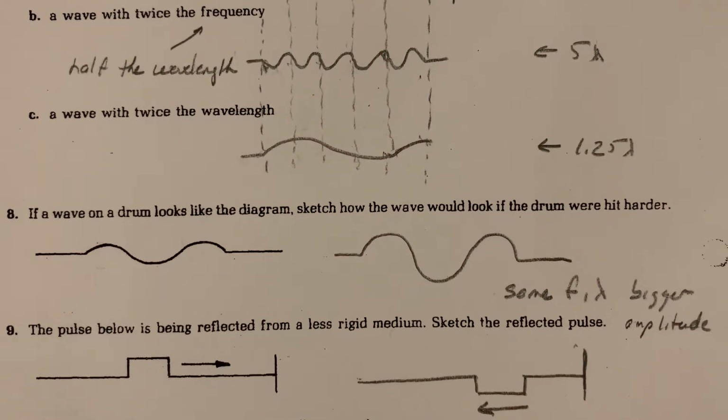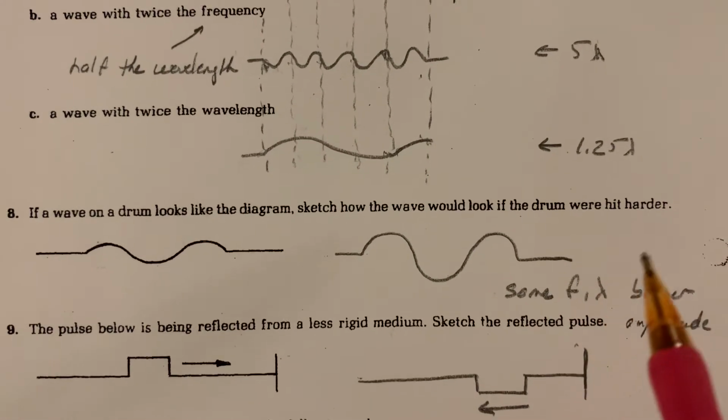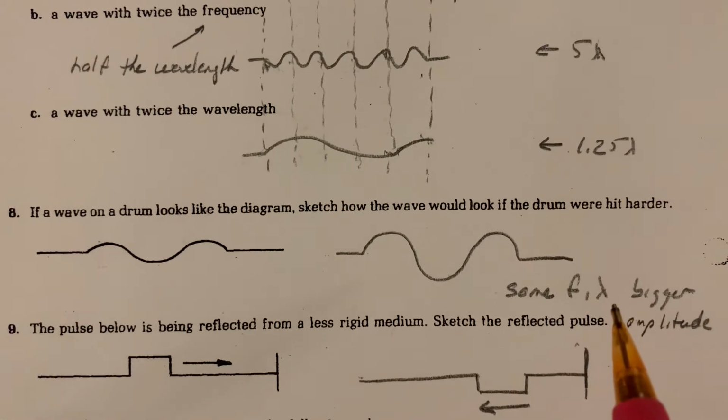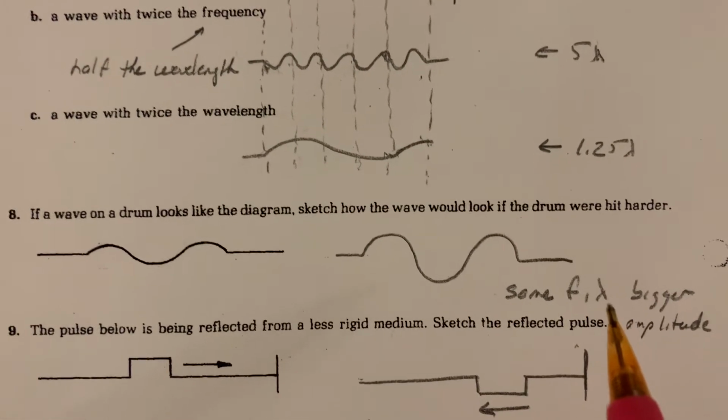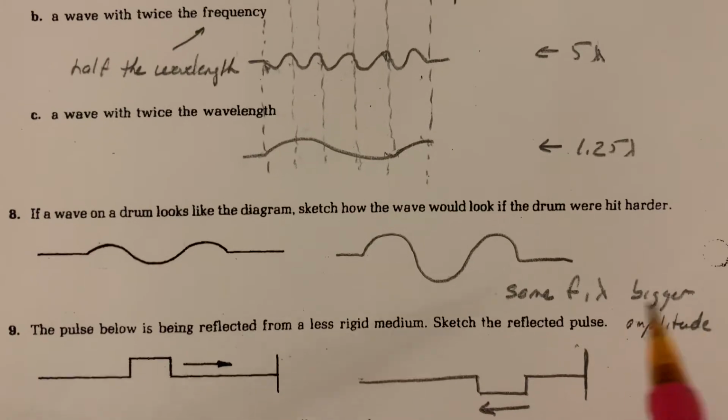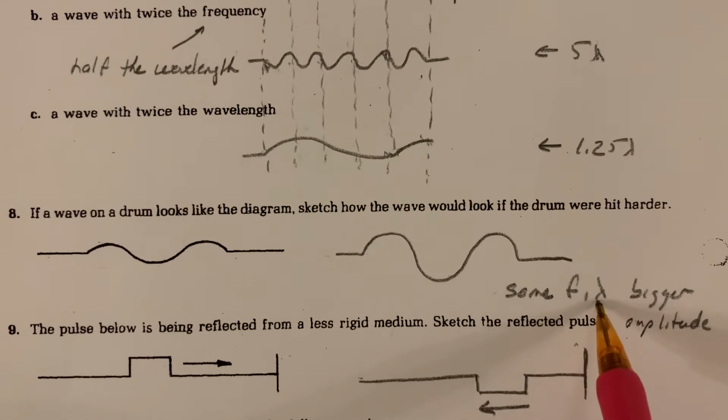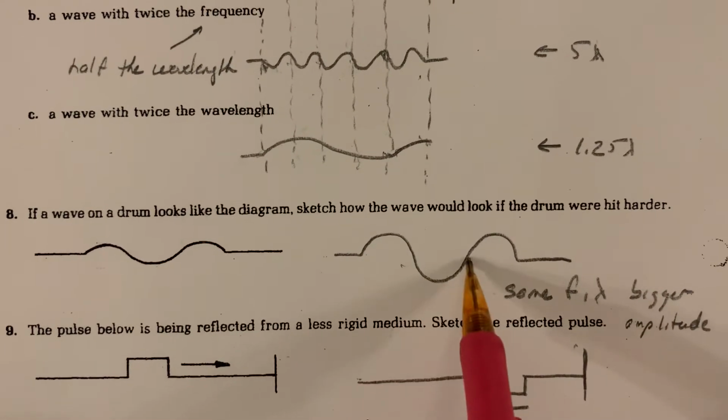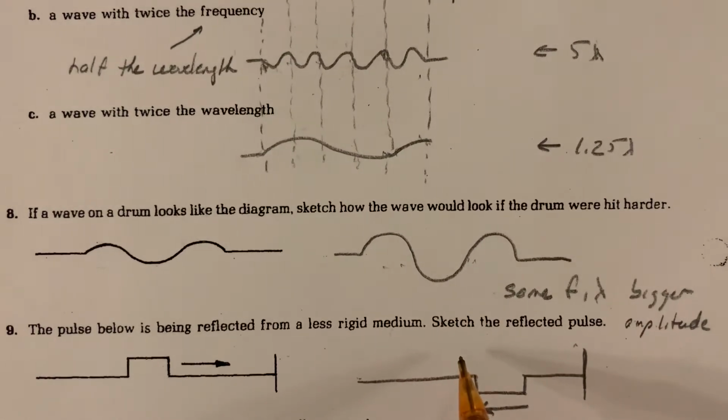If I hit a drum and I hit it harder, I will have a greater amplitude of the wave. It still sounds like a drum, so it still has the same frequency and the same wavelength, but it's going to have a bigger amplitude, just like that.